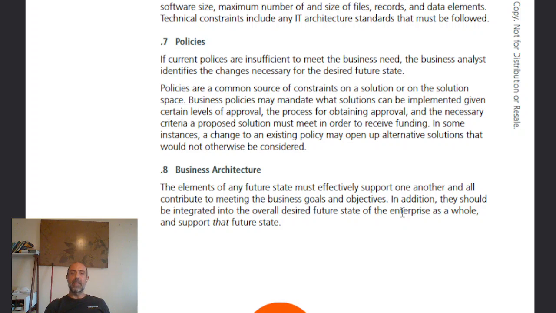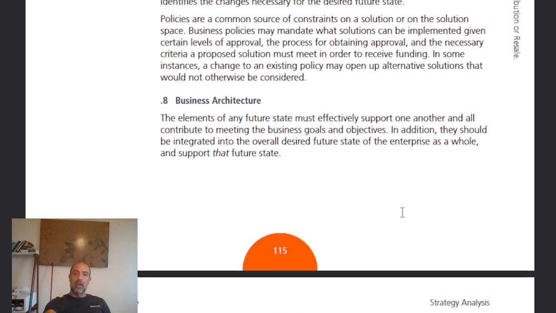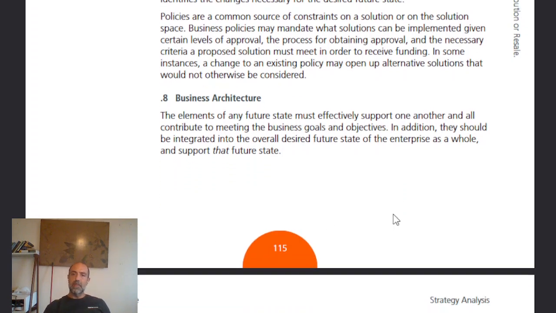Business policies may mandate that solutions can be implemented only given certain levels of approval, a process of obtaining approval, and the necessary criteria a proposed solution must meet in order to receive funding. In some instances, a change to an existing policy may open up alternative solutions that would not otherwise be considered. The elements of any future state must effectively support one another and all contribute to meeting the business goals and objectives. In addition, they should be integrated into the overall desired future state of the enterprise as a whole and support that future state.